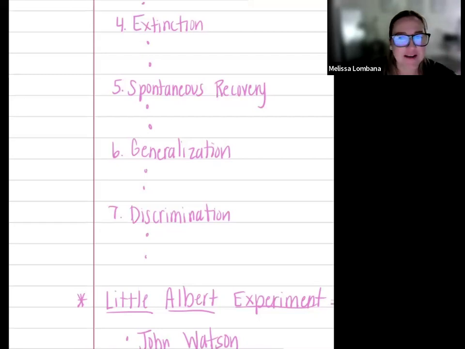Okay, I'm reading my notes, but I'm like, wait, this doesn't make sense. So it's basically you're able to distinguish between the conditioned stimulus, which is the neutral, and the unconditioned stimulus, so that it doesn't give you a response. So basically you're discriminating and it's more specific.